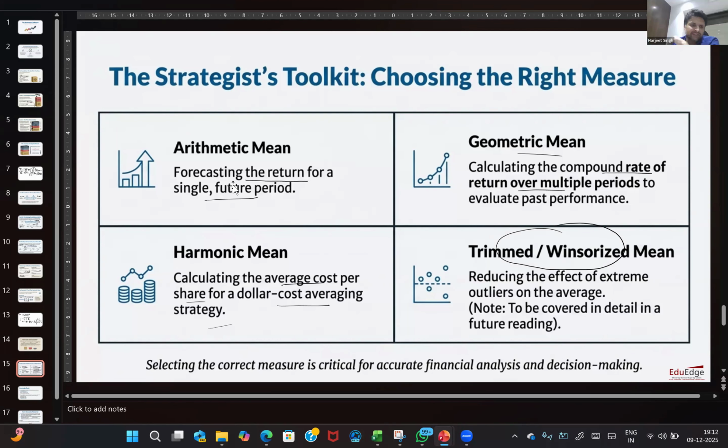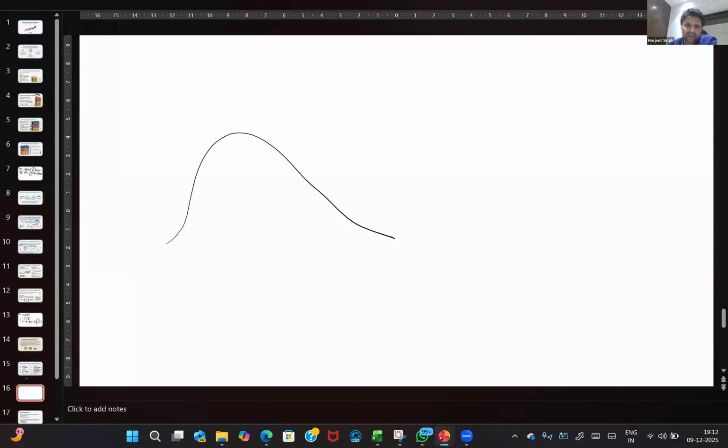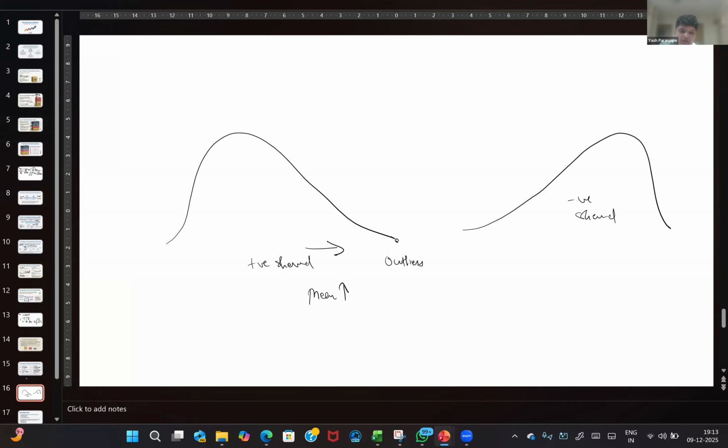So for instance, there are two ways in which the mean can be impacted. You can have a distribution like this or a distribution like this. The first one is positively skewed, the second is negatively skewed. In the positively skewed one, the mean is shifted to the right because of outliers in the positive tail. So the mean increases there, shifted towards the right. This is a negatively skewed distribution. The opposite happens: you have a negative outlier, and hence it's in the left tail. So your mean actually shifts towards the left or falls.